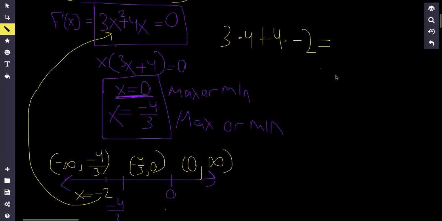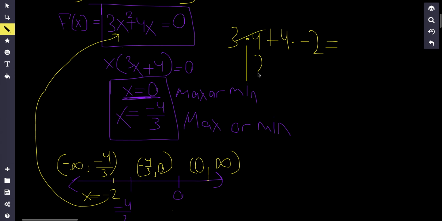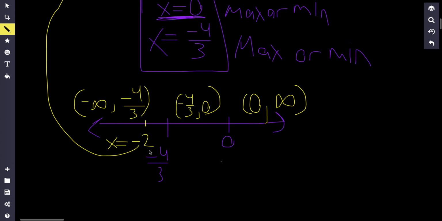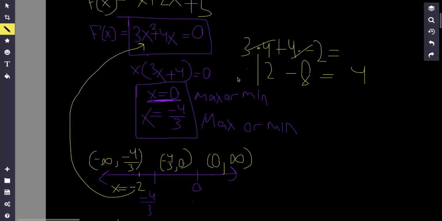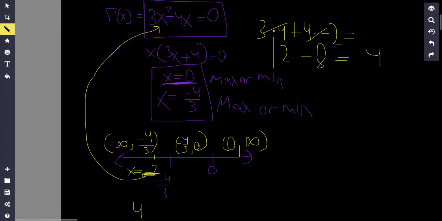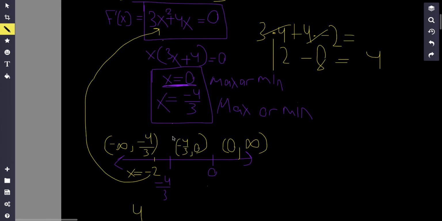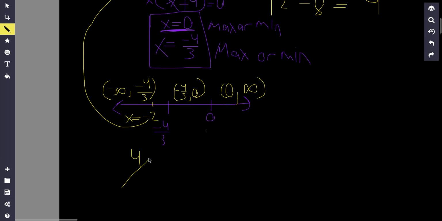And this is going to evaluate out to be equal to... So this is 12. This is negative 8. 12 minus 8 is equal to 4. So we get 4 right over here. Now, because our derivative at x equals negative 2 is positive, that means that our function is increasing at this region of the graph.